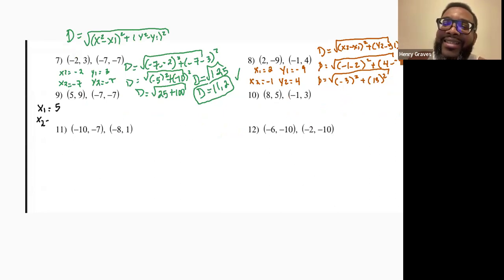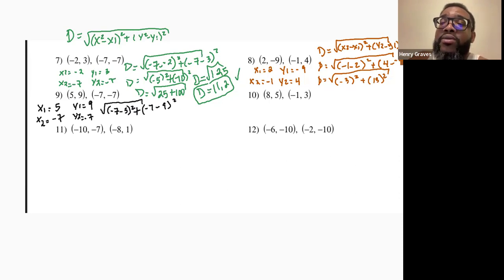y1 is gonna be 9. y2 is gonna be -7. Using my formula, I'm gonna try to do as much of this as I can. -7 minus 5 squared plus -7 minus 9 squared. Oh my gosh. That'll give me my distance. So my distance is going to be the square root of -12. I mean -16.